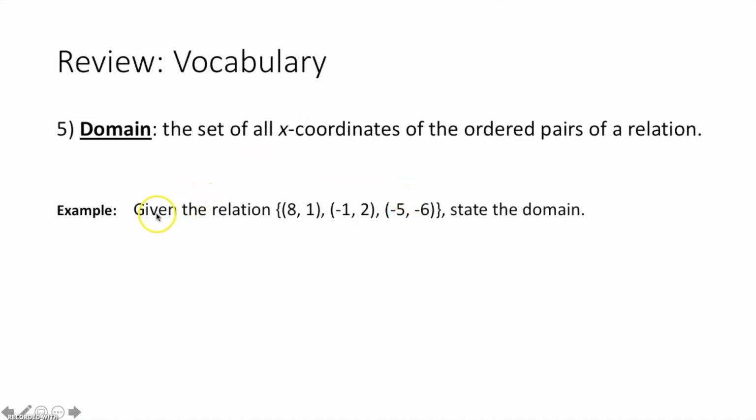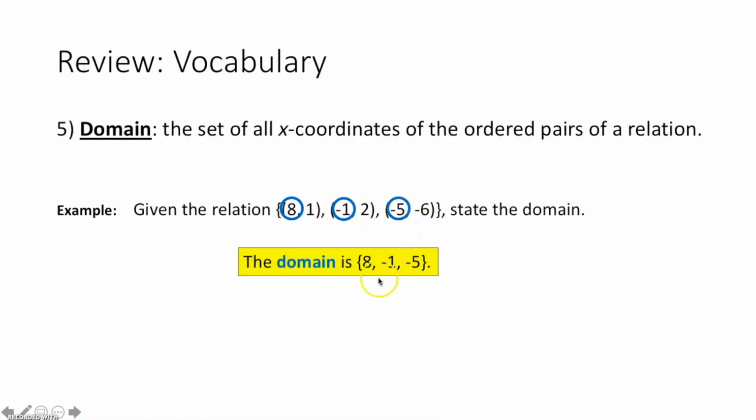And what we're going to do, it says given the relation (8, 1), (-1, 2), and (-5, -6), state the domain. Well, the domain, again, is just the set of all the x coordinates of the ordered pairs. So when we state the domain, it's just going to be 8, -1, -5. And that would be the domain of this relation. Now, one thing I'd like you to keep in mind is that when you graph something, the domain is going to be represented by all the elements on the x-axis, the horizontal axis.